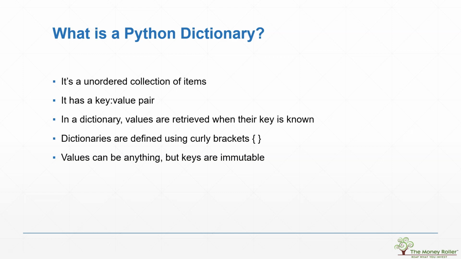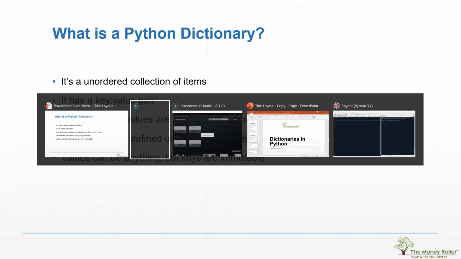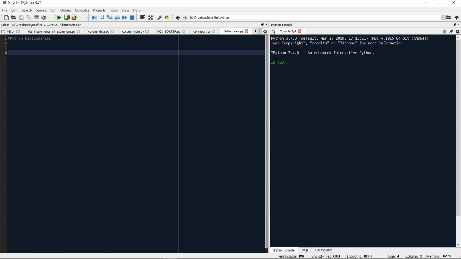So, a dictionary always has components which are key value pairs, okay, where the value can be retrieved only if the key is known. Dictionaries are defined using curly brackets, and values can be anything, but keys are immutable and they are unique. Okay, so this is the basic information that you need to know about a dictionary. Now let's go into Spyder and try making dictionaries. Let's see how we can create dictionaries.